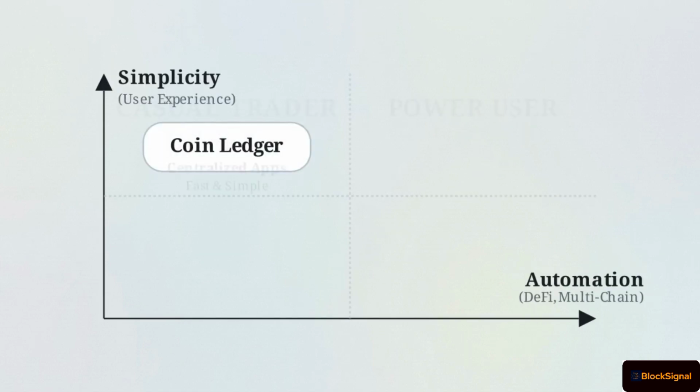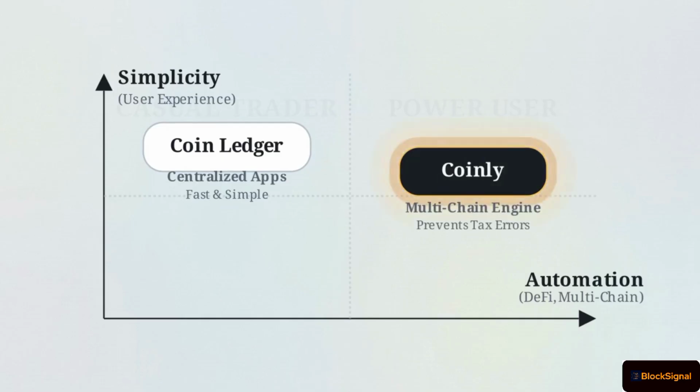For centralized apps with zero technical headaches, CoinLedger sits high on simplicity and is the fantastic, fast choice. But if you move funds across chains, Koinly sits high on automation and is the superior choice to prevent false taxable events.